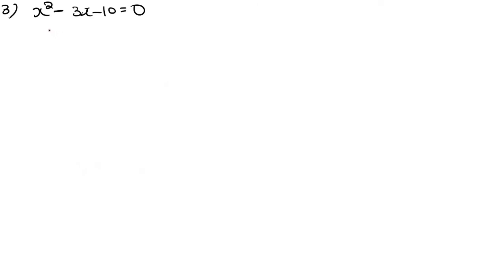See the next question. x square minus 3x minus 10 equal to 0. A value is equal to 1. B value is equal to minus 3. C value is equal to minus 10. Then factorize this one. AC value, what do you have to get? 1 into minus 10 is minus 10. But B value, what do you have to get? Minus 3. What is the number then?